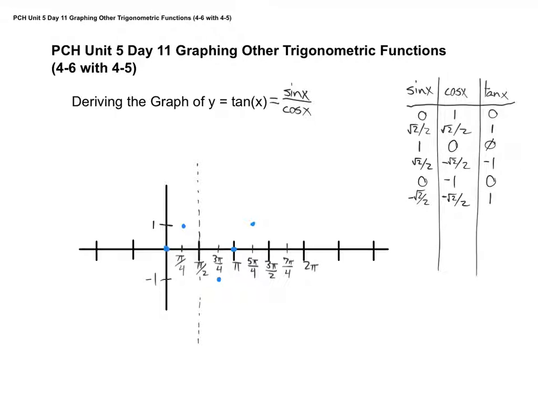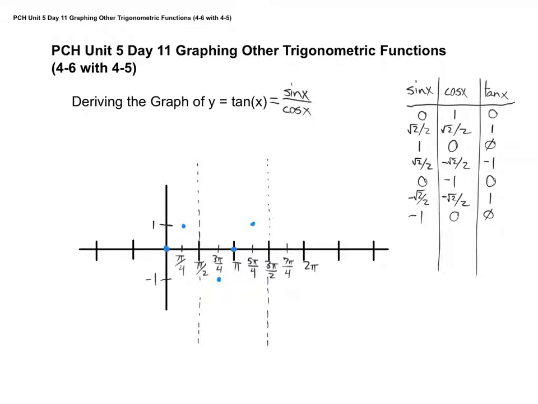Now we're at 3 pi over 2. So, Davi, what's the sine of 3 pi over 2? Think about your unit circle. Minus 1. Cosine? 0. So, what's tangent, Hannah? It's an asymptote. There we go. It's undefined. Negative 1 over 0 would be an asymptote. So, we've got another asymptote here.